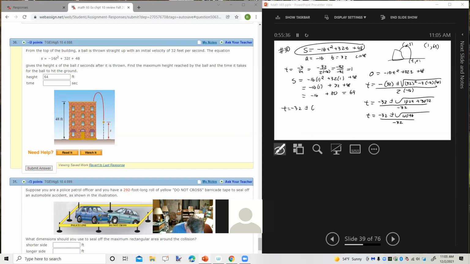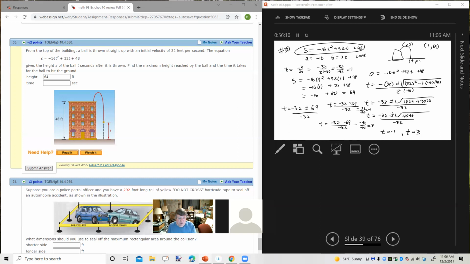It is. Square root of that is 64. So I've got, let's see, t equals negative 32 plus 64 over negative 32, which would be 32 over negative 32, which is negative 1. And t equals negative 32 minus 64 over negative 32, which is negative 96 over negative 32, which is 3. So t equals negative 1 and t equals 3.